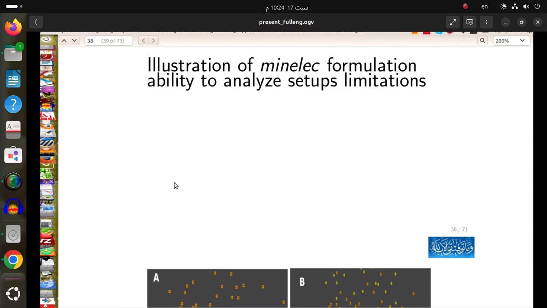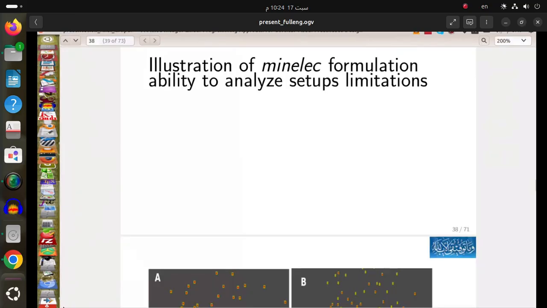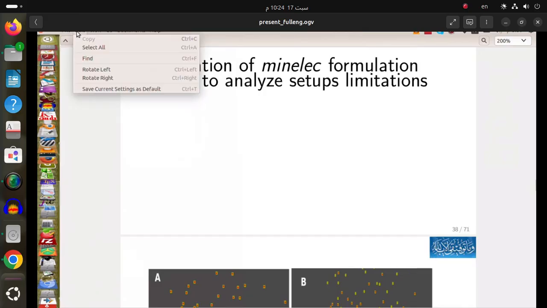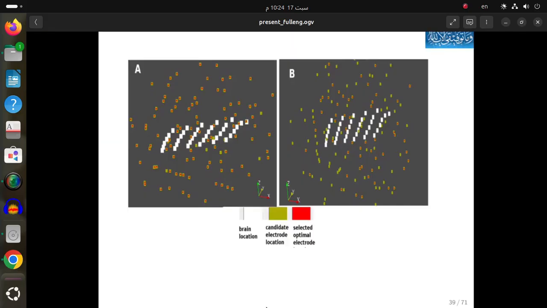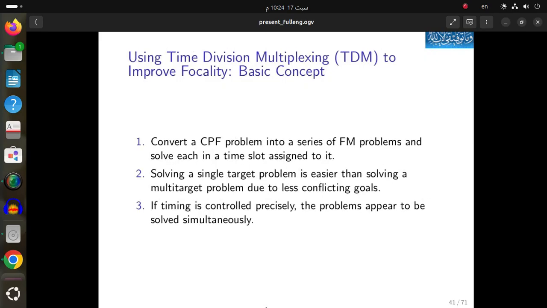The third contribution in the thesis is the suggestion of using time division multiplexing to improve focality. Time division multiplexing is a very well-known idea in many engineering applications. In communications, when you want to serve a large number of users, you can look at time as if it is divided into consecutive time slots. You serve each user in the time slot pertaining to this user.